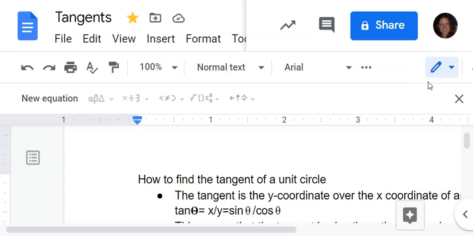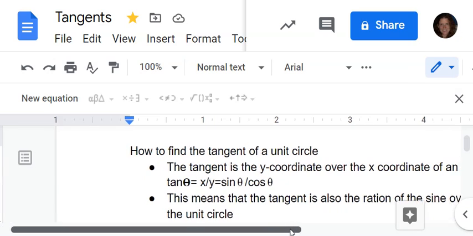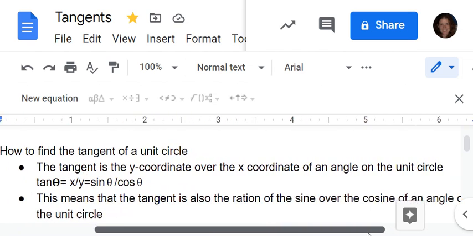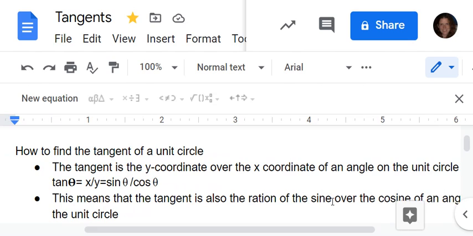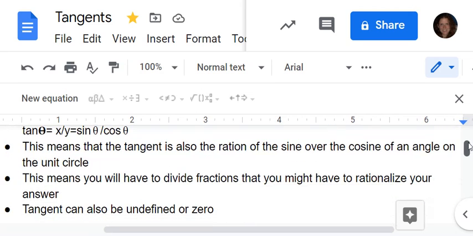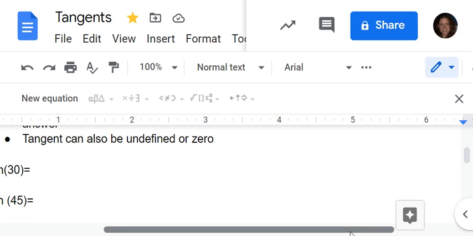Talk about tangents. We've already talked about sine and cosine, but what is a tangent? Well, the tangent is the y coordinate over the x coordinate of an angle on the unit circle. This means that the tangent is also the ratio of sine over cosine of an angle on the unit circle. This means you have to divide fractions and you might have to rationalize your answer. Tangent can also be undefined or 0.